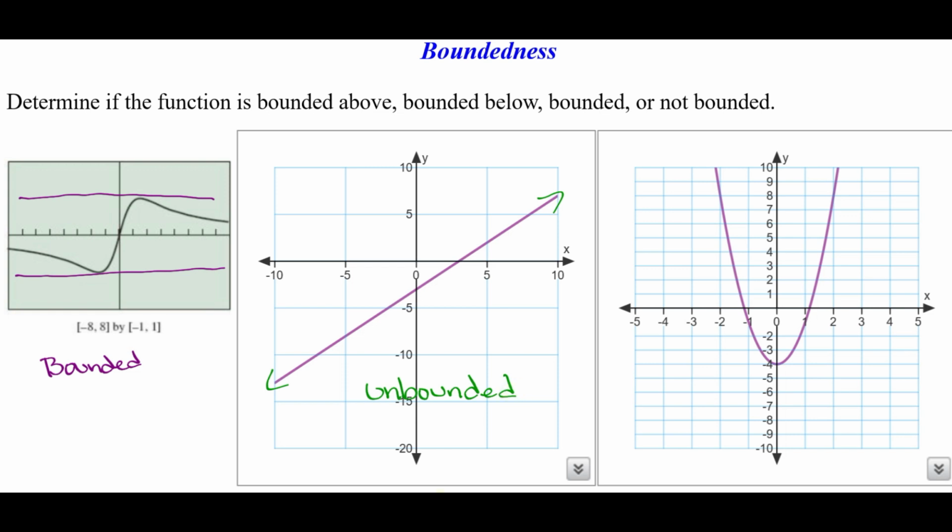And finally, this last graph here is a parabola. It's going up to the left and to the right. However, it's never going to go below this minimum value of -4. So this graph is bounded below.